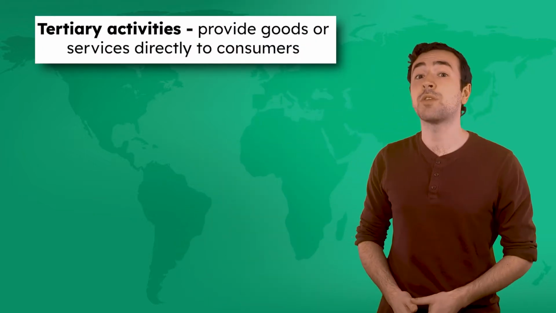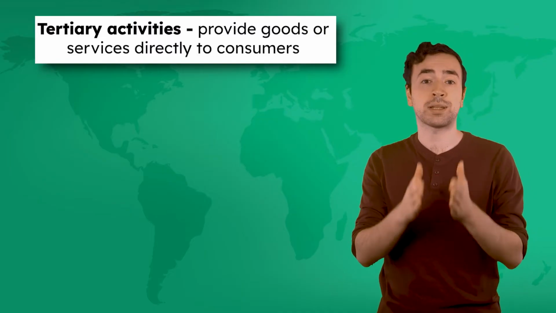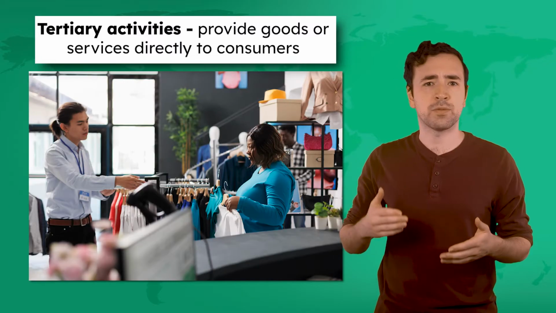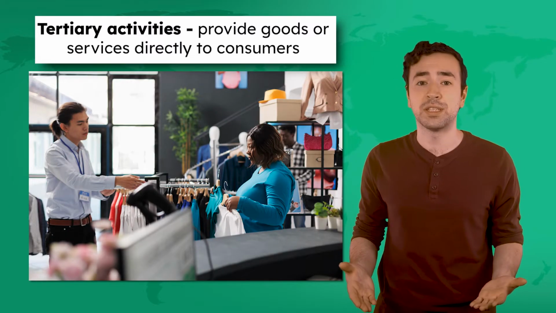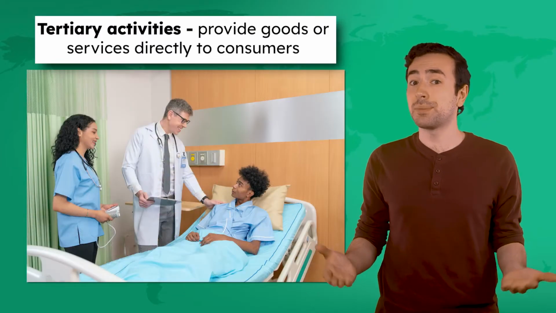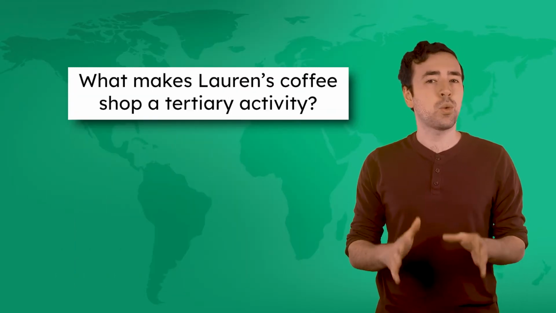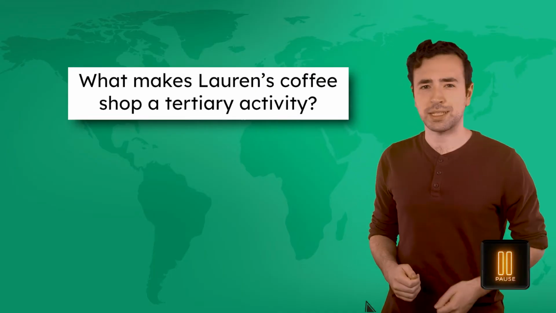While primary and secondary activities are all about extracting resources and turning them into finished products, tertiary activities provide goods or services directly to consumers. Think of retail stores, delivery services, tourism, healthcare, and even entertainment. What makes Lauren's coffee shop a tertiary activity?